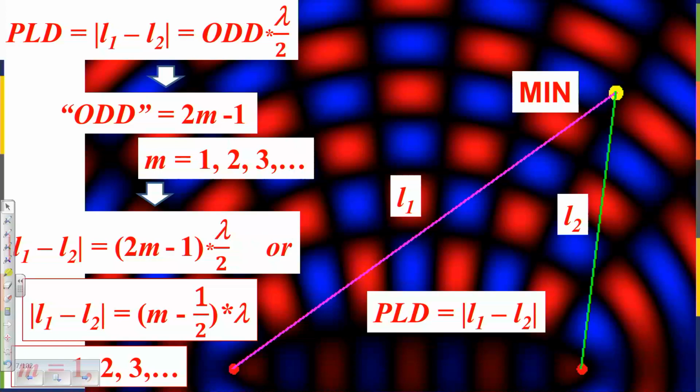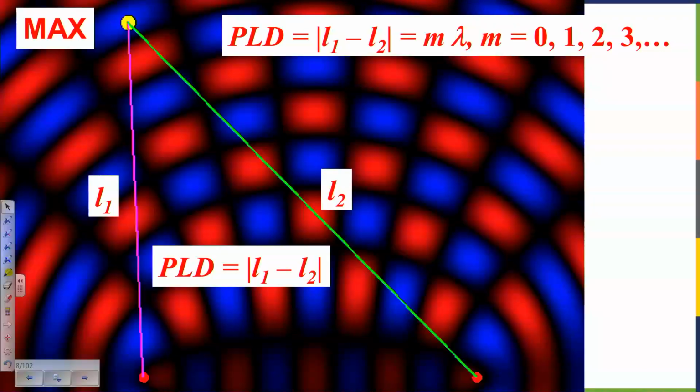2 times 1 minus 1, 1. 2 times 2 minus 1, 3. 2 times 3 minus 1, 5. So this is how we write it mathematically, and of course we just simplify it. 2 divided by 2, 1 divided by 2, and that's what we call a mathematical condition for a minimum of intensity. And this is a physical representation. This is the mathematical representation of the same fact, no intensity happening there.